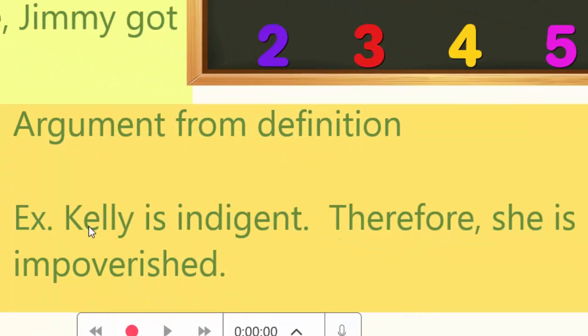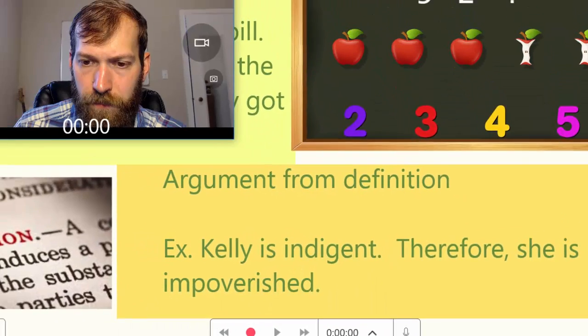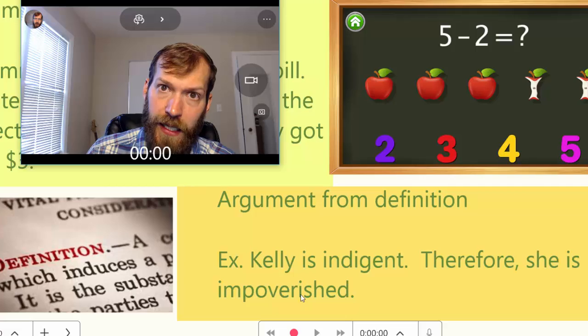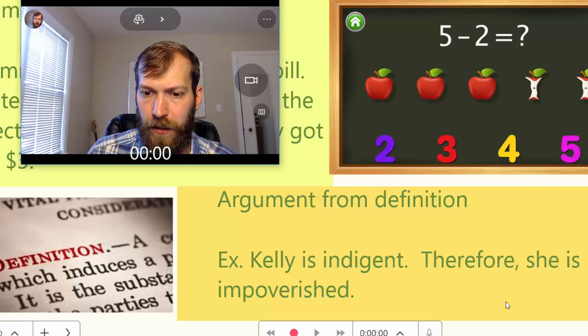So I say Kelly is indigent, therefore she is impoverished, which is to say that she's poor. So if I know what indigent means, since my premise is that Kelly is indigent, it's got to be the case that she's poor. It's got to be the case that she's impoverished, that she's needy.